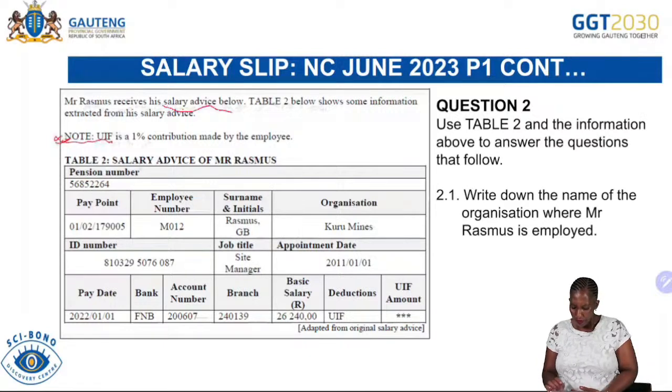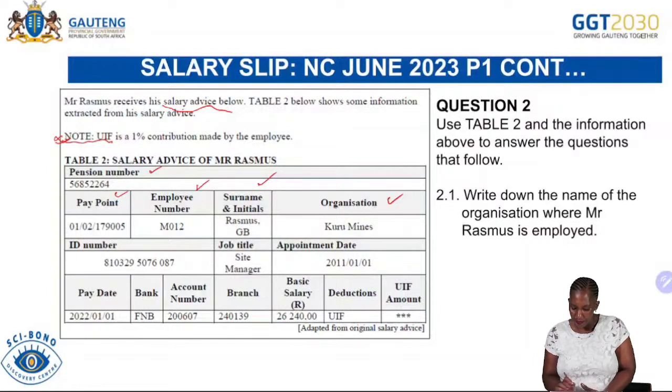Rasmus. Now it says, write down the name of the organization where Mr. Rasmus is employed. Now looking at this, it has a pay point. Okay, pension number is there. It's indicated. And then it's a pay point, employee number, the surname and the initial of the employee, which is Rasmus GB, and then now the organization, it's Kuru Mines.